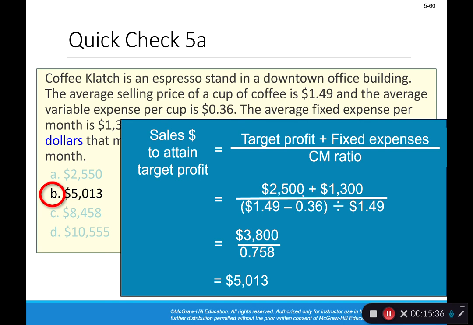Again, I really believe in going back and forth between them with the selling price. So here we go. I'm going to go backwards to get the answer in units. If I have the 5013 and I divide by the $1.49, I'm going to get the answer in units, 3,365 units. So you want to be able to understand that if I have the answer in dollars, I can convert it to units by dividing by the selling price. And if I have the answer in units, I can get it in dollars by multiplying by the selling price.